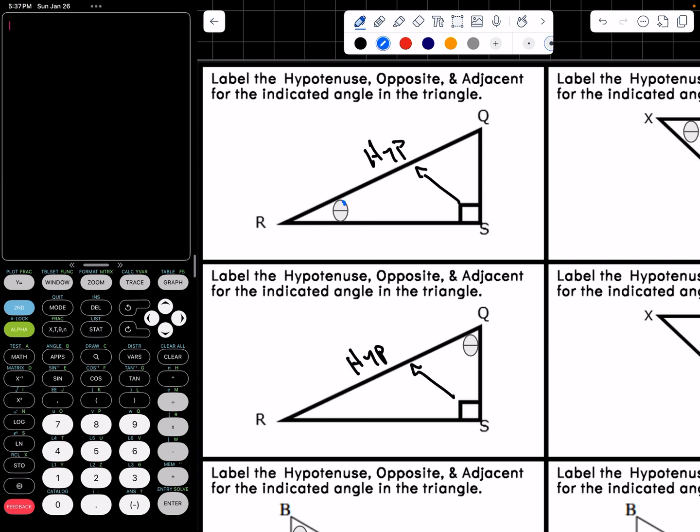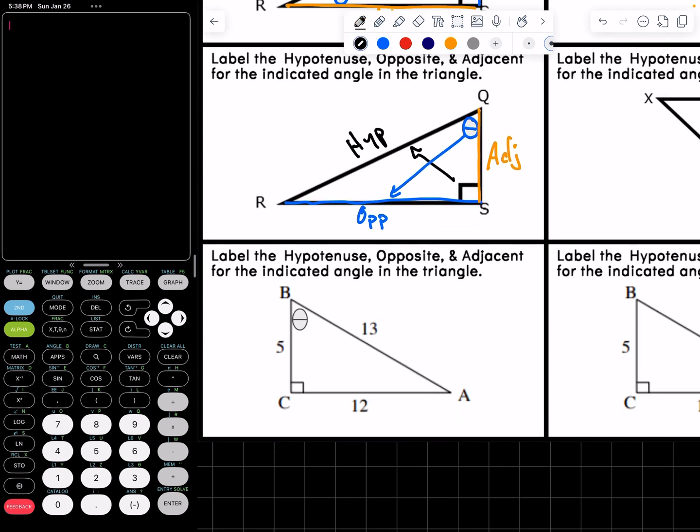However, when we get into the opposite over here, QS is going to be the opposite because it's across from the angle theta. Whereas over here, my opposite is down here, okay? So it changes based upon where that angle is, as does my adjacent, okay? My hypotenuse is the same, but my opposite and adjacent change depending upon where that angle is. So be careful, but you've got to get these down.